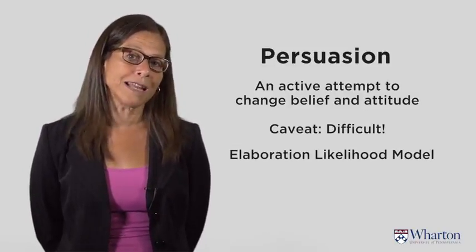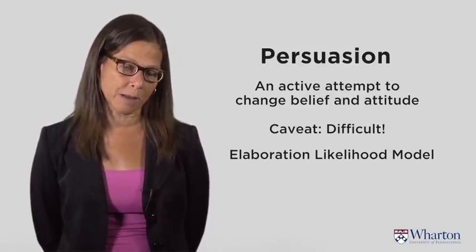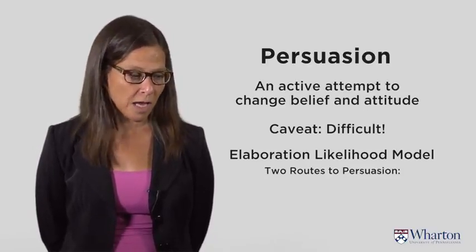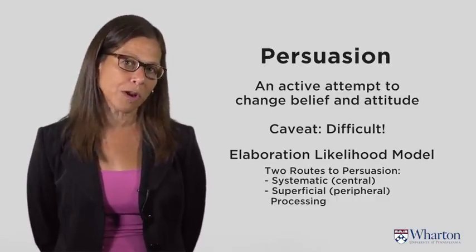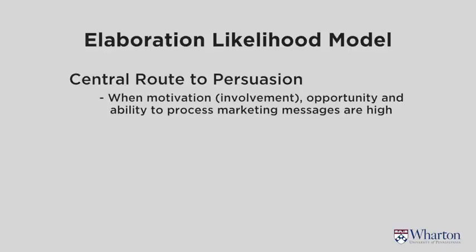So the dominant model in thinking about the best way to persuade consumers is the elaboration likelihood model. This model posits that there are two different routes to persuasion: the systematic or central route, and the superficial or peripheral processing route. The central route says that if people are motivated and highly involved, and they have the opportunity and the ability to process marketing messages, then the way to persuade them is through central cues in messages. In other words, cognitive cues, things that people have to think about.